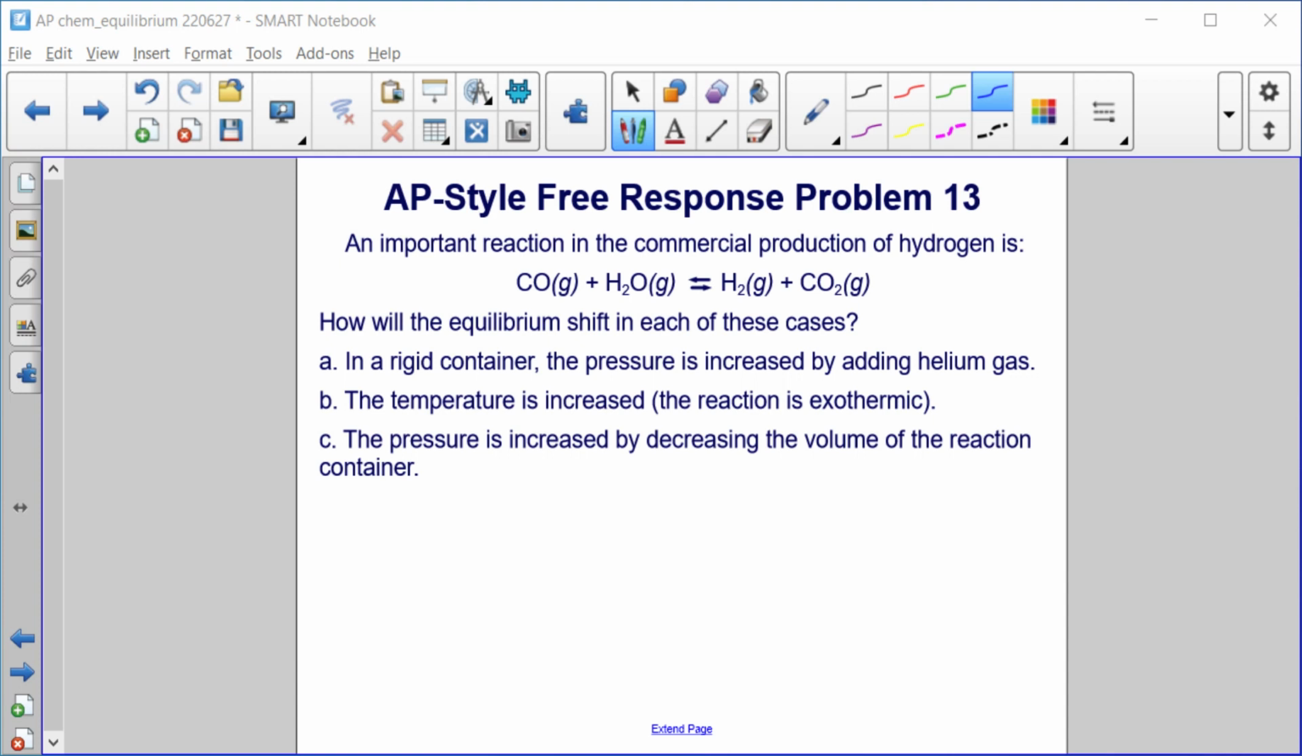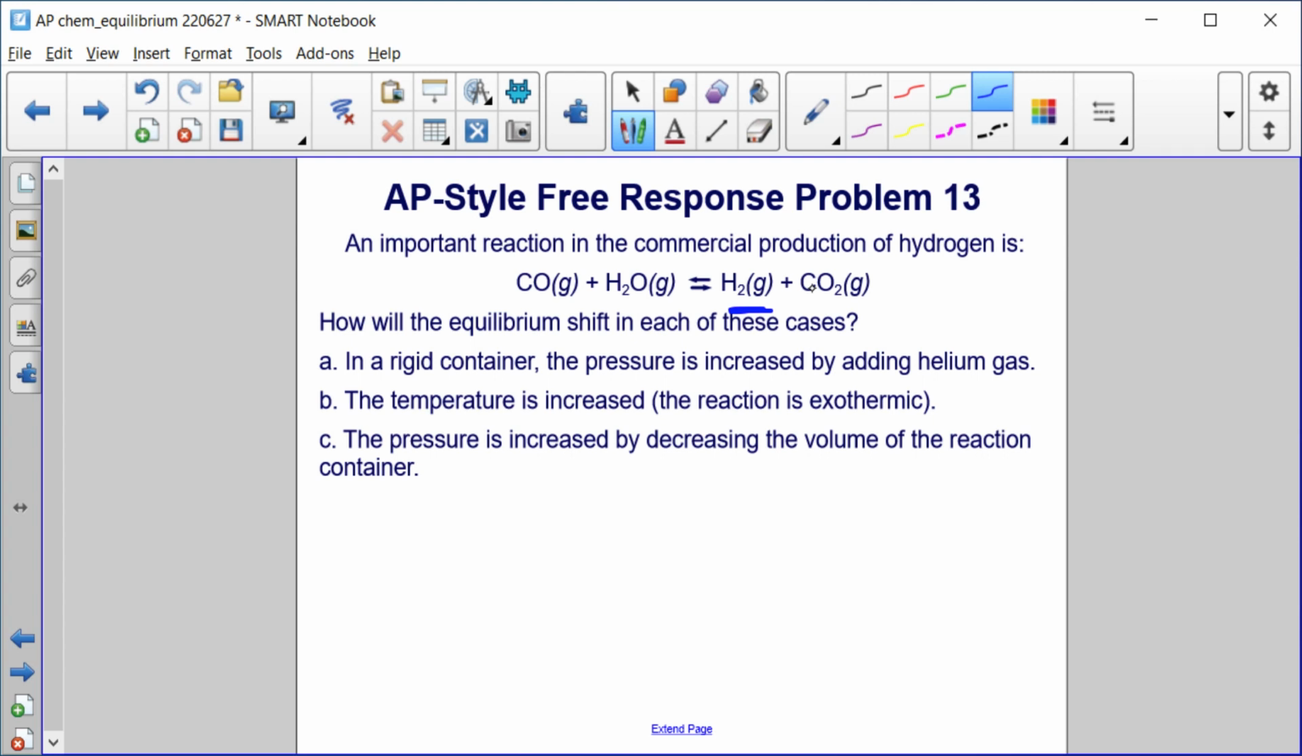AP Style Free Response Problem 13. An important reaction in the commercial production of hydrogen is given. We have CO gas and H2O gas for the production of H2 gas, and also CO2. How will the equilibrium shift in each of these cases?